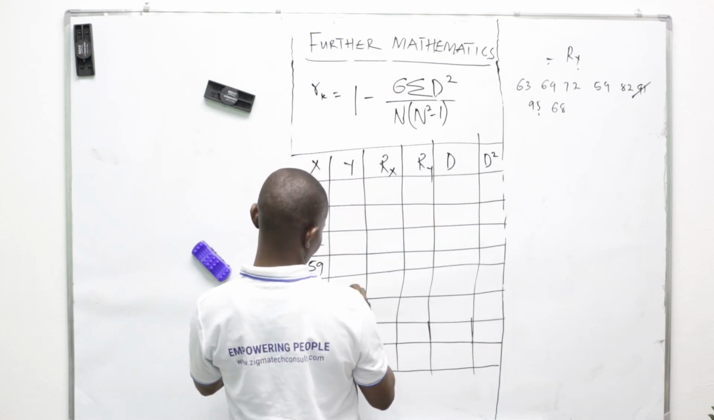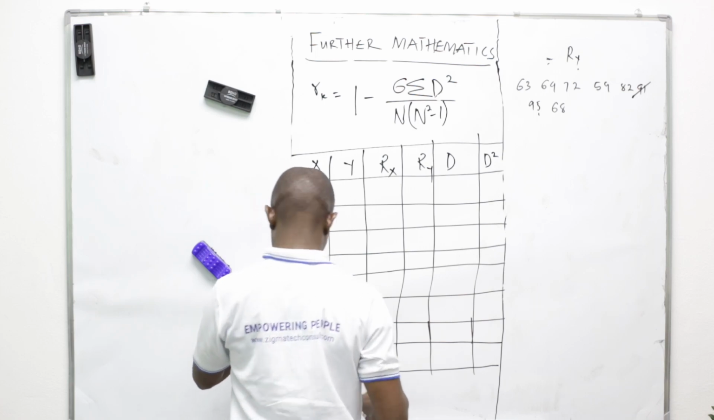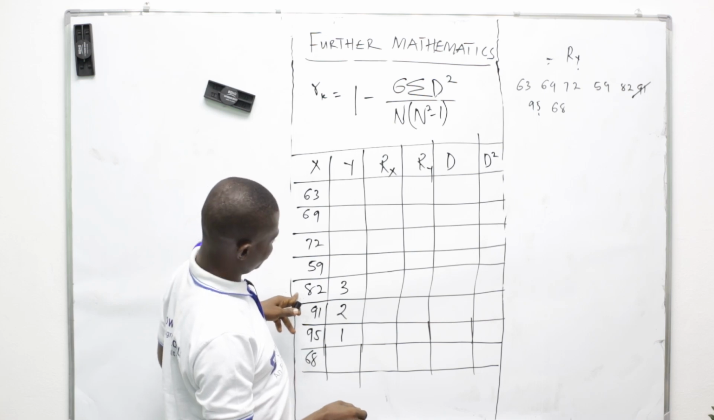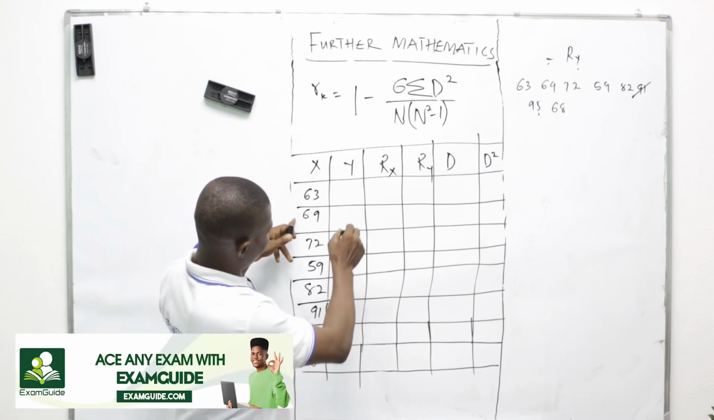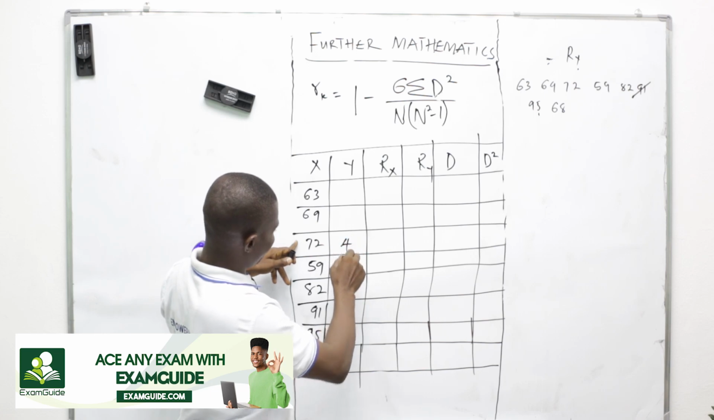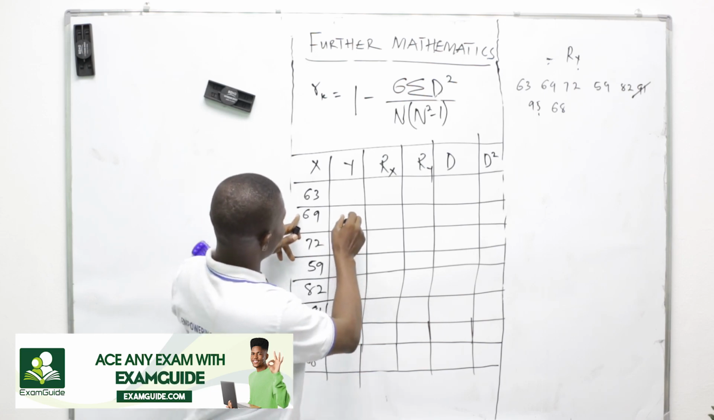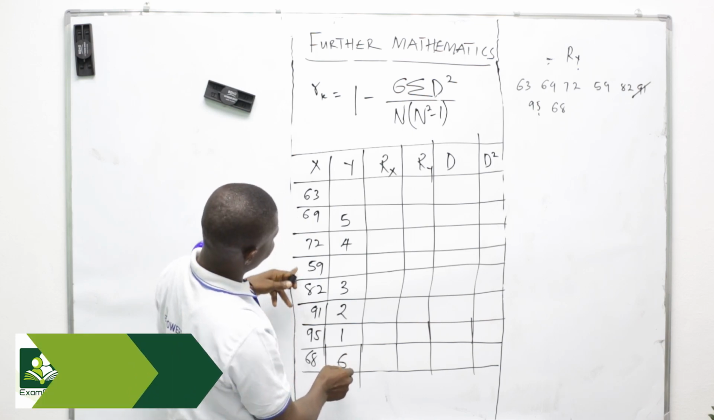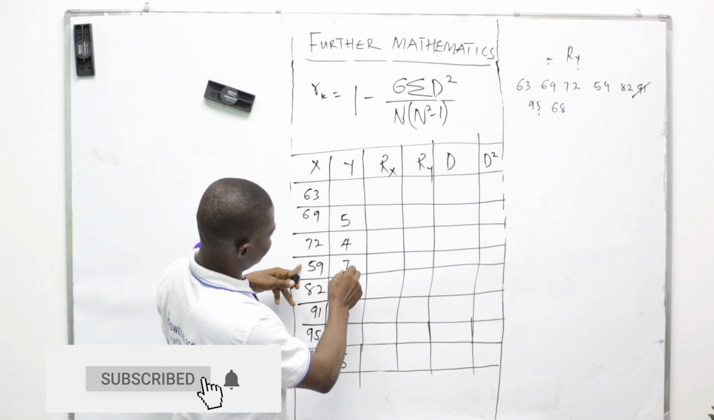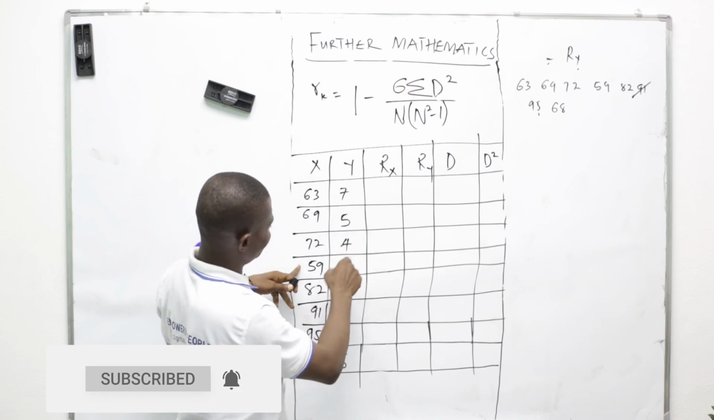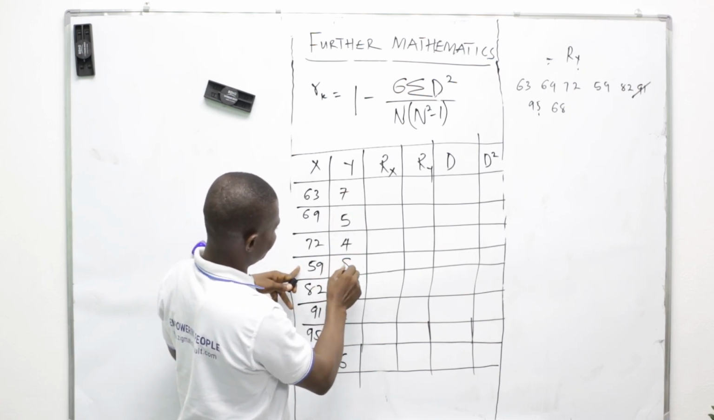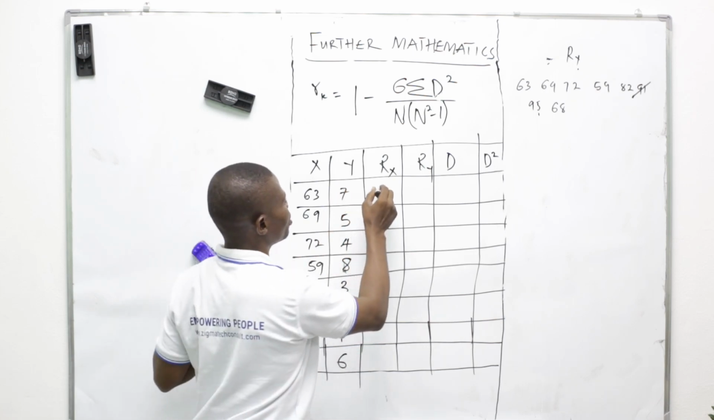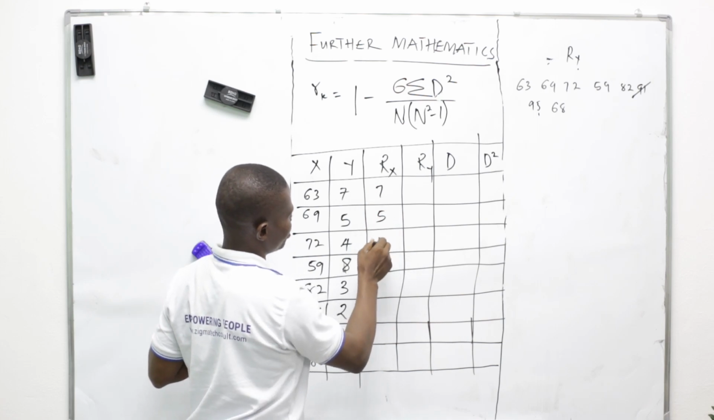The next highest number is 82, which is 3. The next highest number is 72, which is 4. The next is 69, you call it 5. The next is 68, that is 6. The next is 63, 7. The last is 59, which is 8. That is the rank of x.